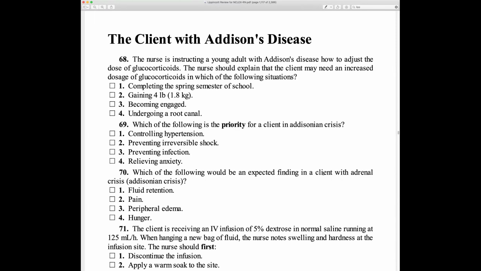Okay, number 68. The nurse is instructing a young adult with Addison's disease how to adjust the dose of glucocorticoids. The nurse should explain that the client may need an increased dosage of glucocorticoids in which of the following situations?